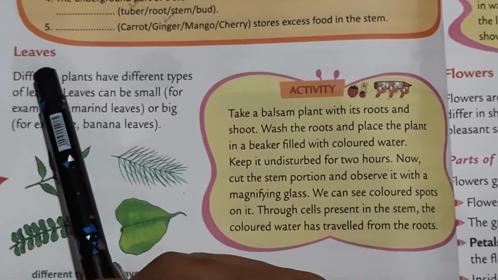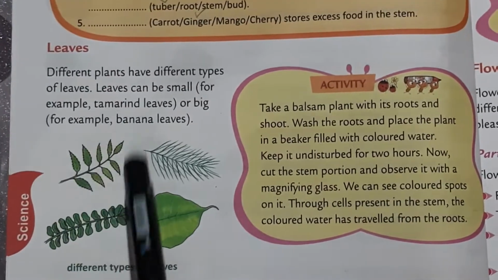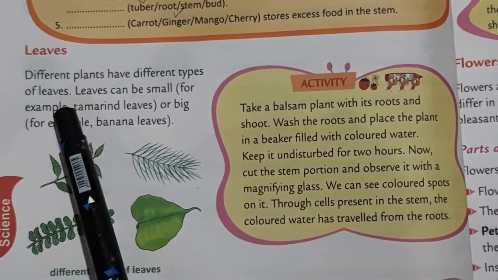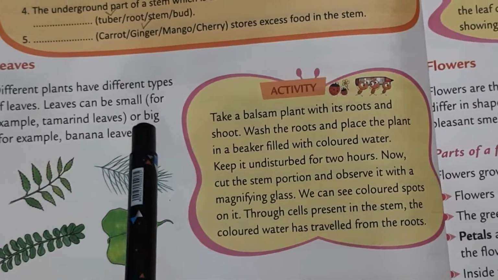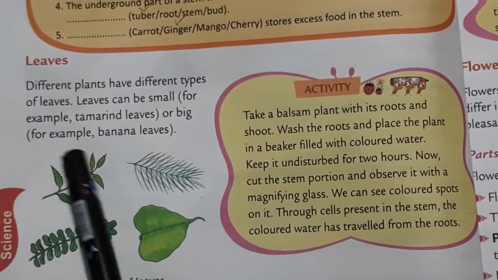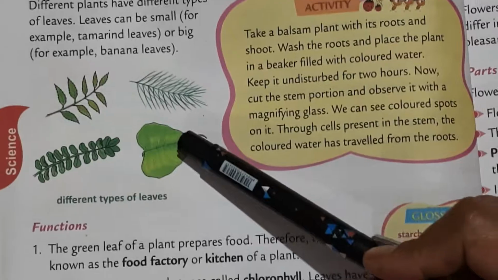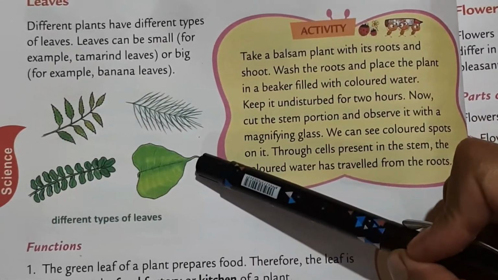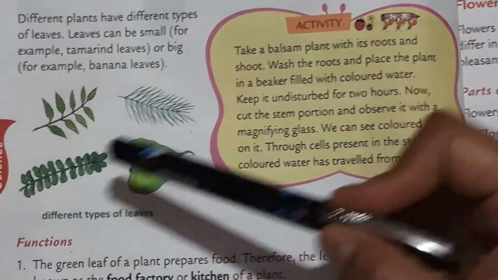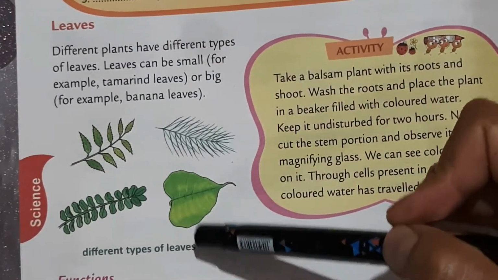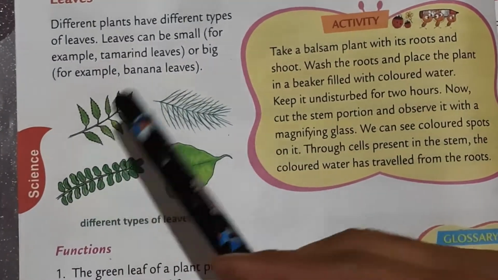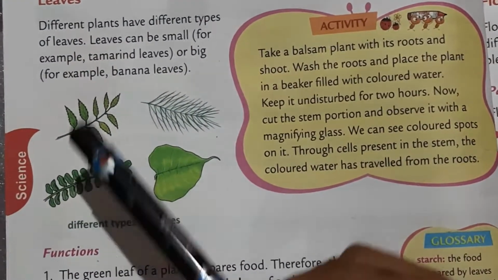The next part of the plant is leaves. These are leaves. Different plants have different types of leaves. Leaves can be small, for example, tamarind leaves, or big, for example, banana leaves. See, these are the leaves. This is banana leaves. It is very big, and this one is tamarind leaf, very small. We differentiate plants by their leaves. By looking at the leaves, we can know this is this plant, this is that type of plant.